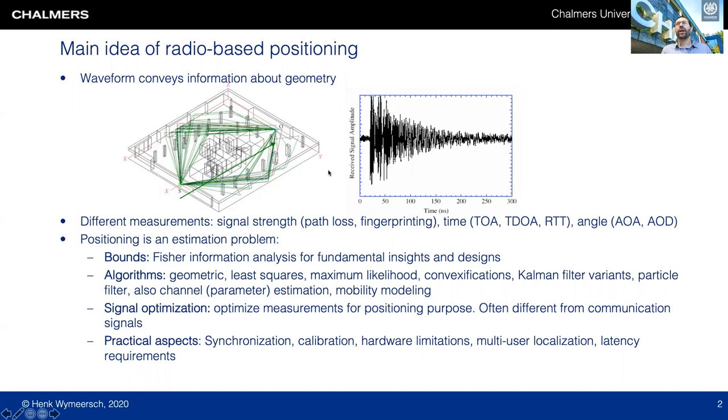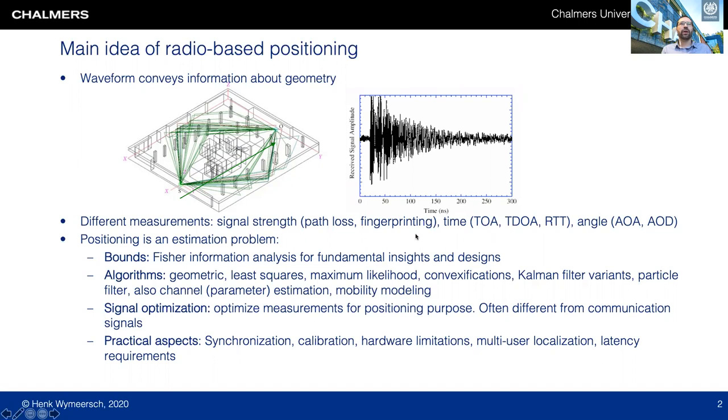Now, in practice, you will not have this kind of measurement available. You have whatever your device gives you. This could be signal strength. This could be timing measurements like time of arrival, time difference of arrival, or round trip time, or angle measurements like angle of arrival and angle of departure. We'll talk about all of these.